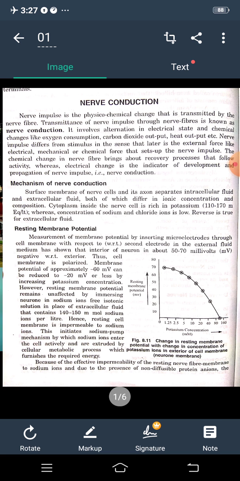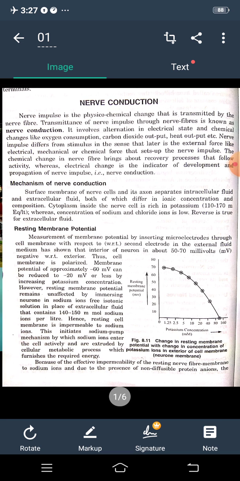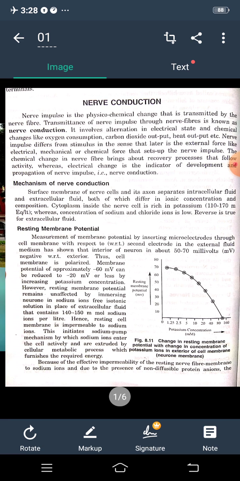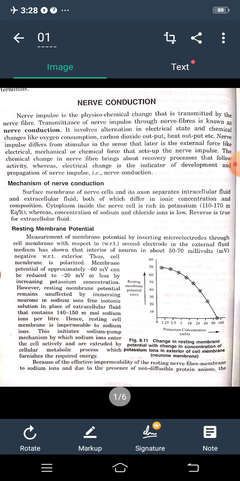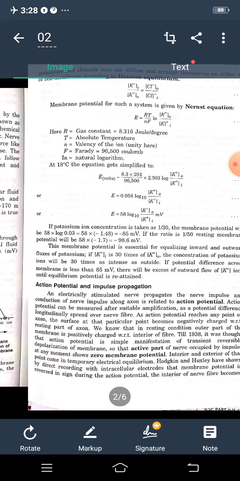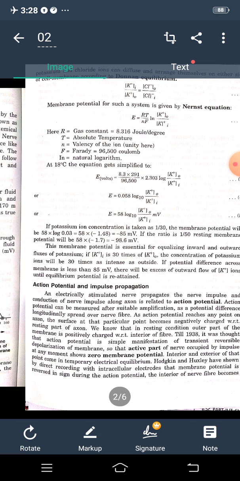As shown in the graph, we take on the y coordinate the resting membrane potential in millivolts and on the x coordinate the potassium ion concentration. So the graph is shown in the figure. Because of the effective impermeability of the resting nerve fiber membrane to sodium ions, and due to the presence of non-diffusible proteins and ions, the membrane potential for such a system is given by the Nernst equation.